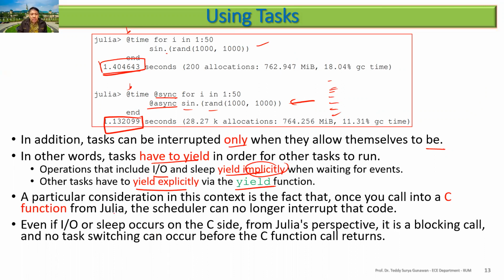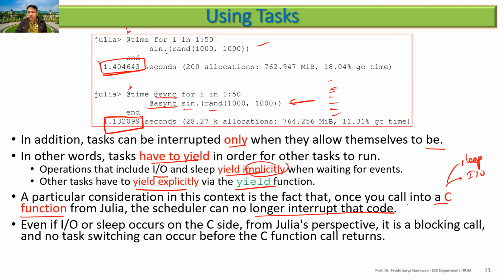One particular consideration in this context is that once you call into a C function, because you can call C functions from Julia, the scheduler can no longer interrupt that C code, even if that C code is using an I/O operation or sleep function, for example. You have no benefit because you are outside Julia now. You go to the C library, so the scheduler cannot interrupt that code.